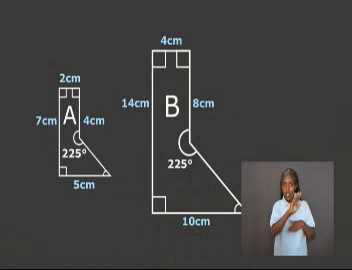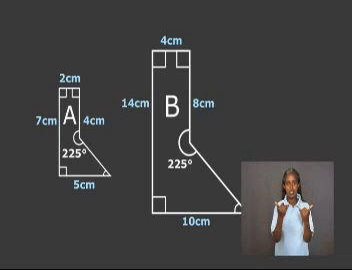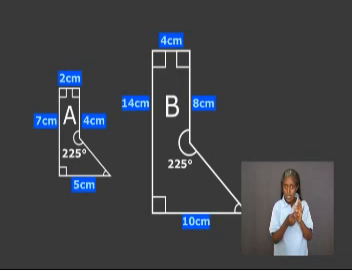And although the lengths of the sides are larger in the second shape, they are exactly twice as large as the sides of the first shape. 2 becomes 4. 7 becomes 14. 4 becomes 8. And 5 becomes 10. That means the two shapes are similar.